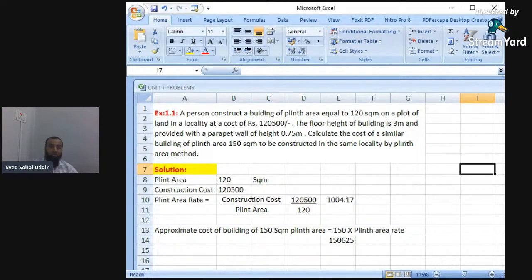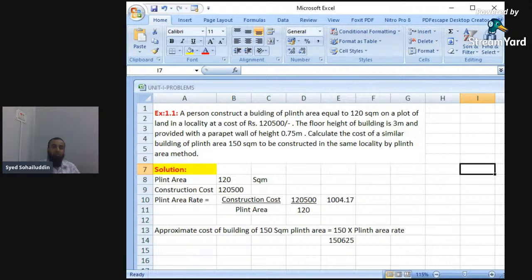A person constructs a building of plinth area equal to 120 square meters on a plot of land in a locality at a cost of rupees 1 lakh 2,500. The floor height of the building is 3 meters and provided with a parapet wall of height 0.75 meters. Calculate the cost of a similar building of plinth area 150 square meters to be constructed in the same locality by plinth area method.